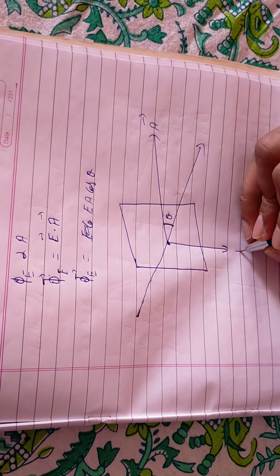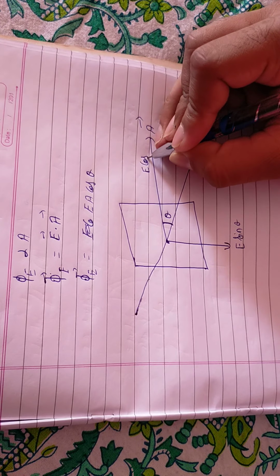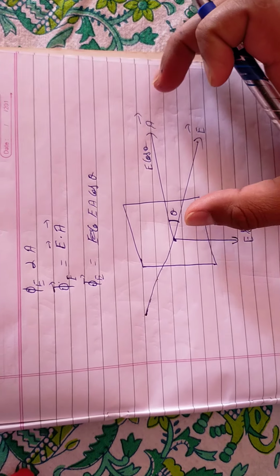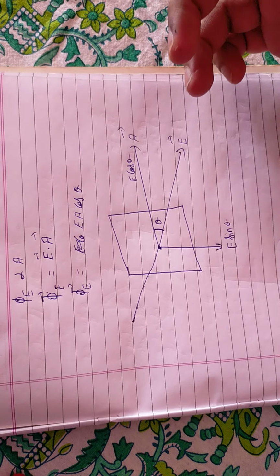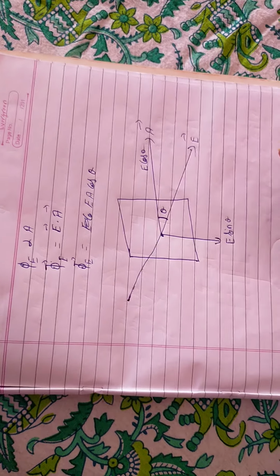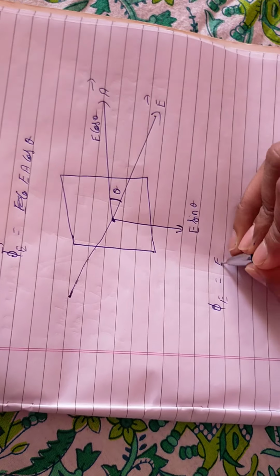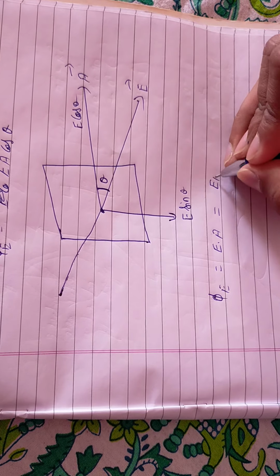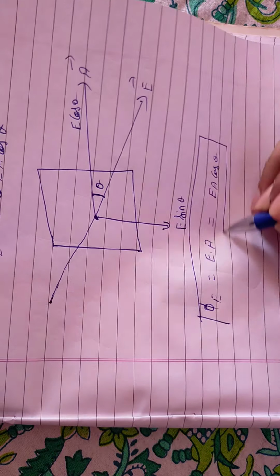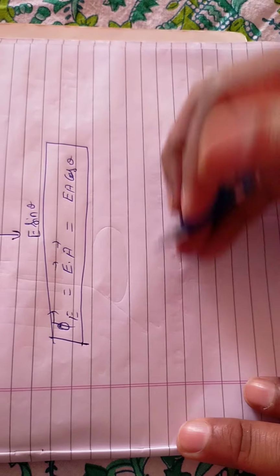The electric field can also have components, E sin theta on one side and E cos theta on this side. So we are taking the angle along our area vector. In the numerical questions, we will discuss the numerical also later on, I will show the numerical also. So the electric flux will equal E dot A, or you can say EA cos theta. So that is electric flux. Now we will discuss the problems.